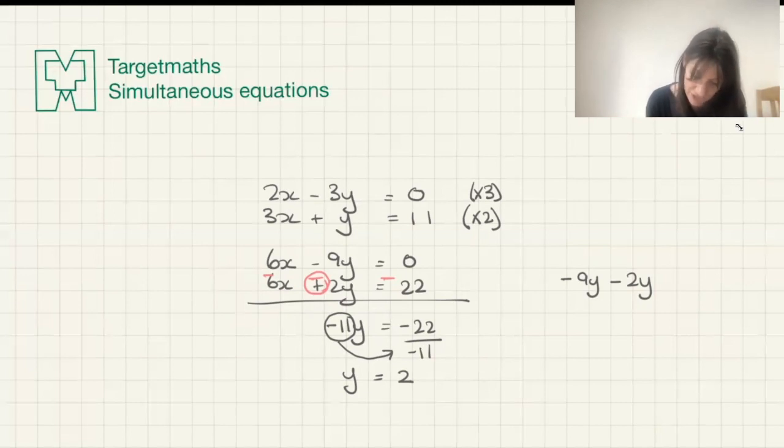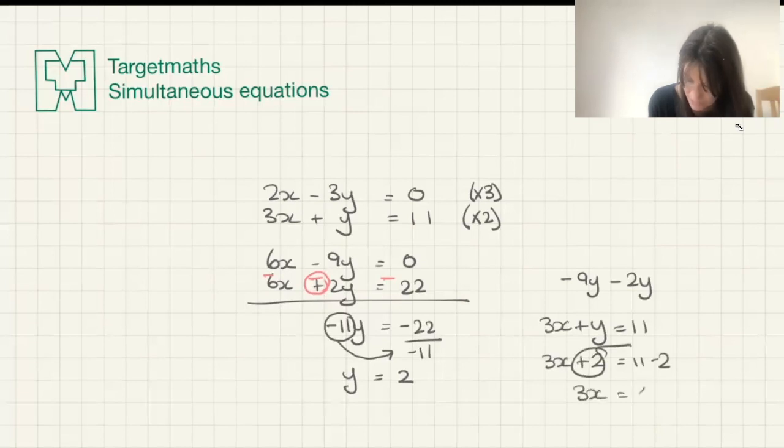I am going to substitute it into the bottom one. So I've got 3x plus y equals 11. I know that y is 2. So I've got 3x plus 2 is 11. Take off the 2 and I've got 3x equals 9. Divide through by the 3 and x is equal to 3.